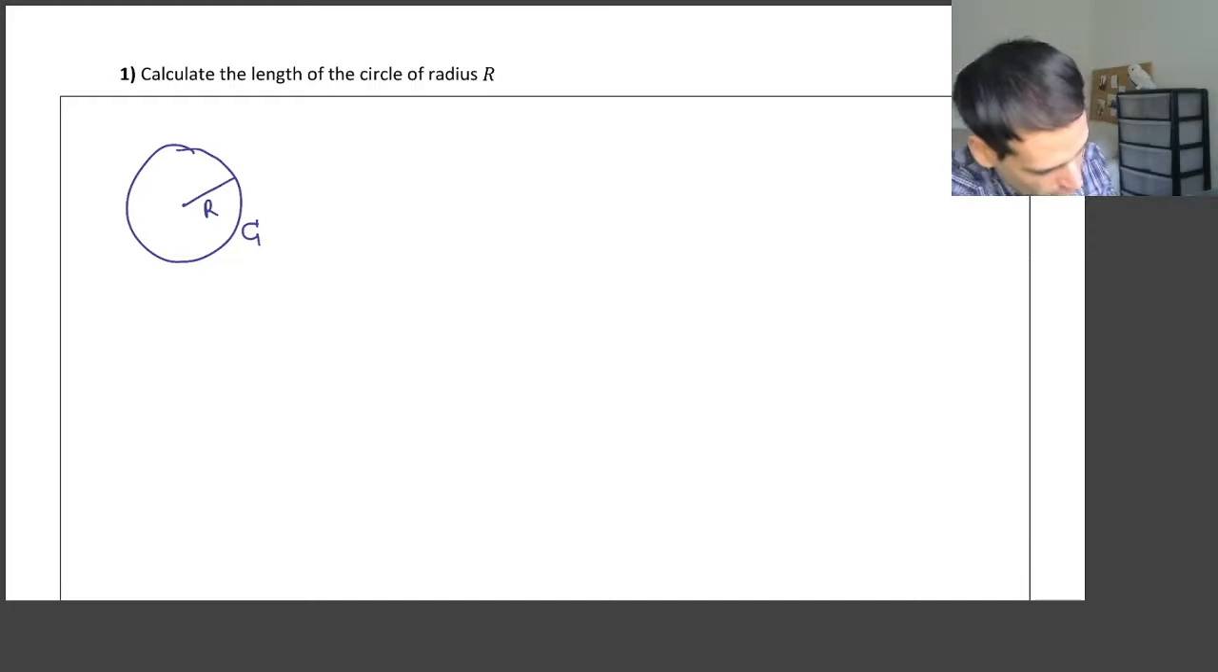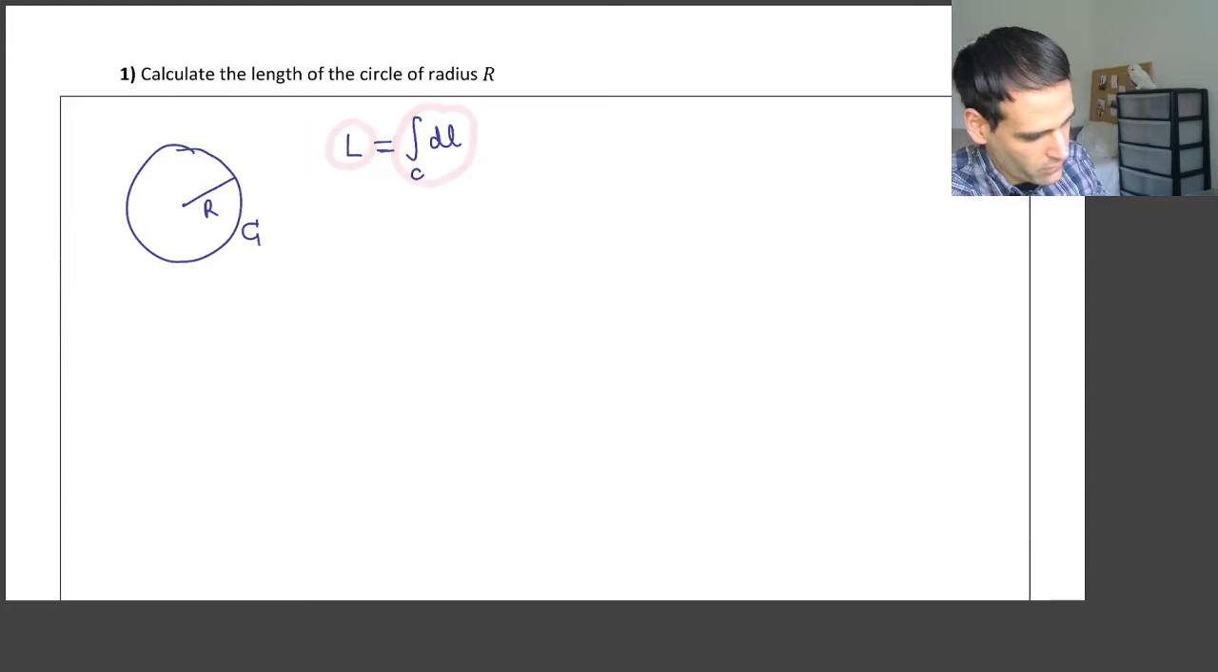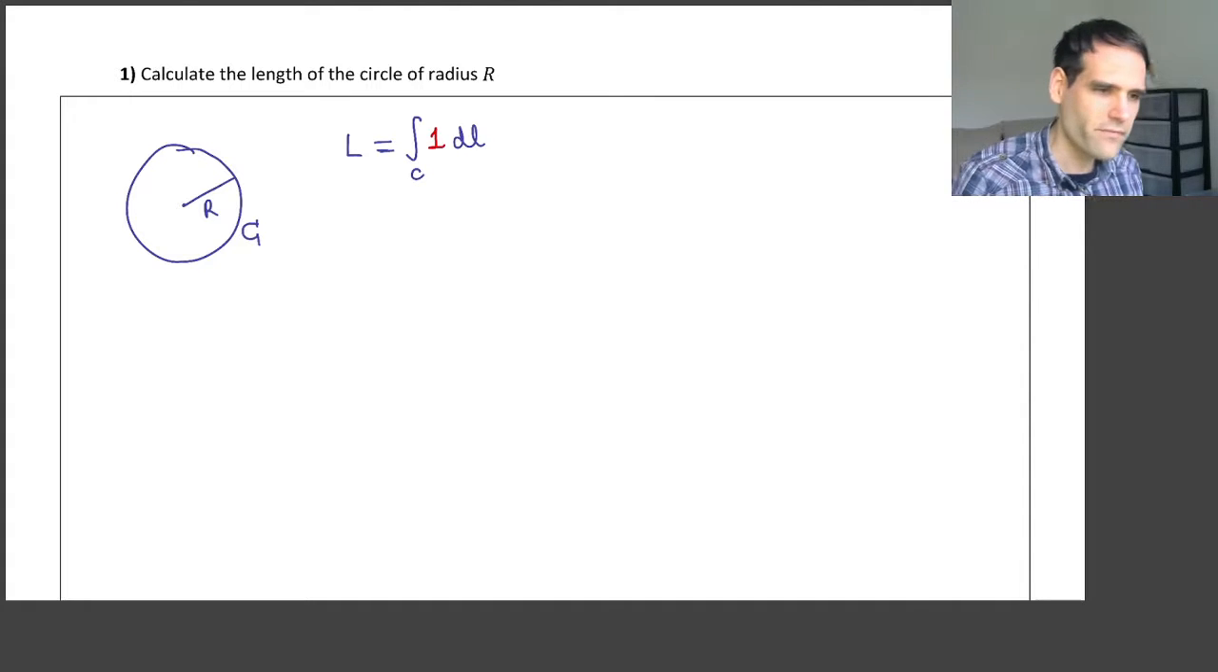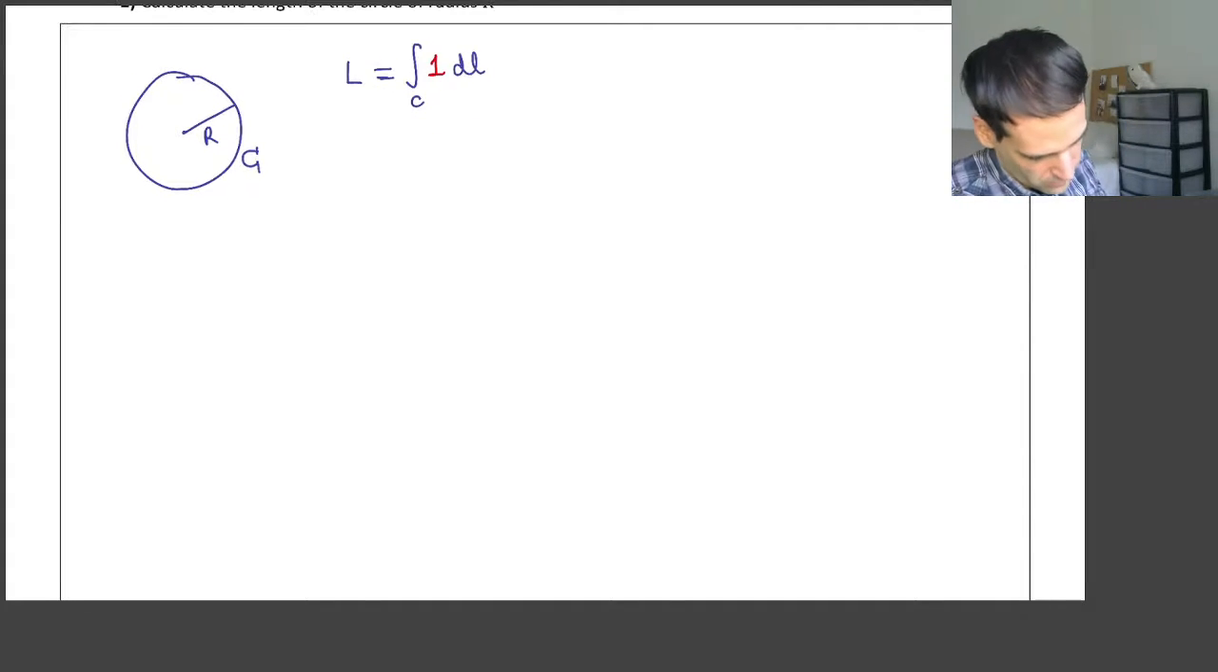Okay, so we want to find the length by doing the line integral over curve C of dl. Remember that the length can be calculated by integrating dl, which is the same as having an implicit integrand of 1. It's like having a 1 here. So first step is to parameterize the curve.